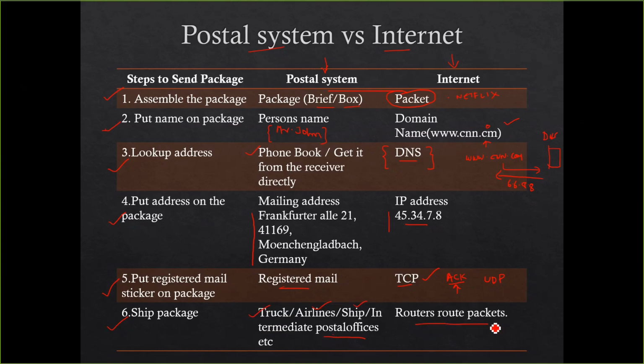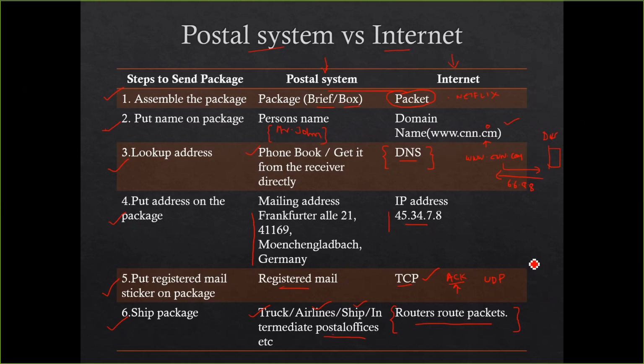And in the internet world, the packets are going to be processed by routers, right? So there are going to be a lot of routers in between from the source to the destination before the packets reach. So this is a very good comparison of a postal system versus the internet. This is how stuff basically works. I think this should be pretty clear from a conceptual point of view, right?